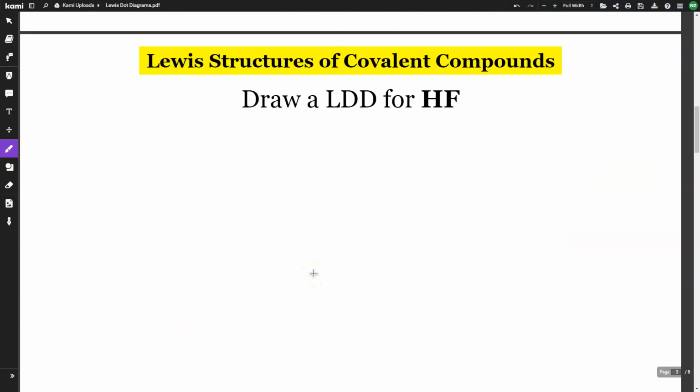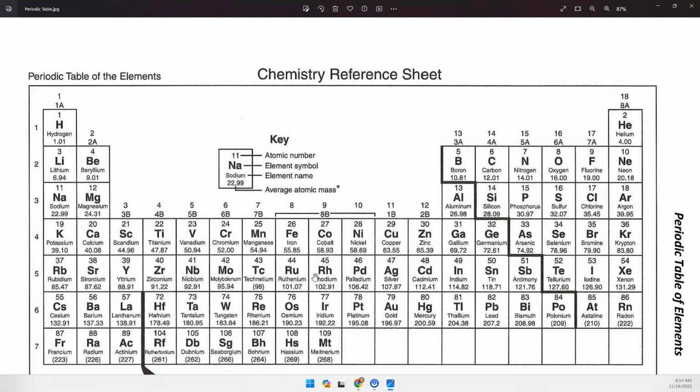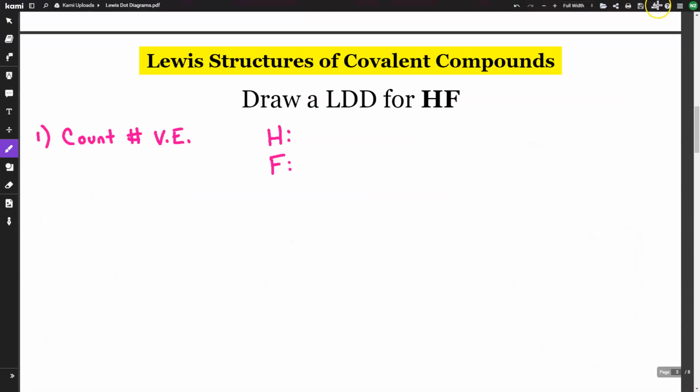So here's an example. It says draw a Lewis structure for HF. We're going to do this in steps. Step 1 is count the number of valence electrons. We have hydrogen and we have fluorine. Hydrogen is in group 1A, so it gets 1 valence electron. Fluorine is in group 7A, it gets 7 valence electrons. We'll add those up and we get 8.